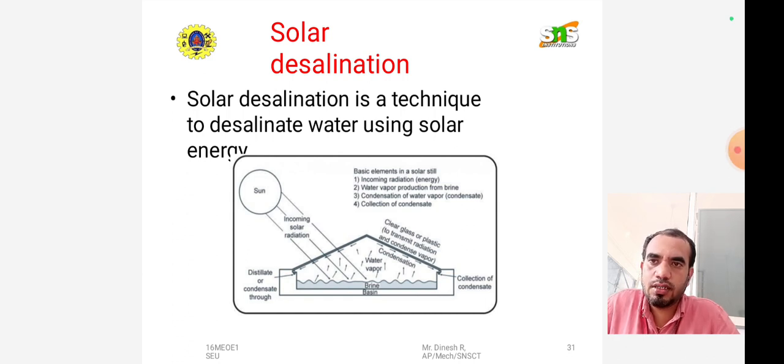Solar desalination is a technique to desalinate water using solar energy. It consists of four basic elements, as given in the diagram. The first one is incoming radiation, which is nothing but the energy; in this case we are using solar, so the energy will be the sun rays. The second is the water vapor produced from the brine, the third is condensation of water vapor, and the fourth is collection of the condensate.